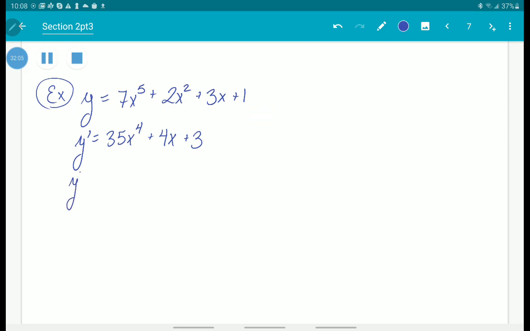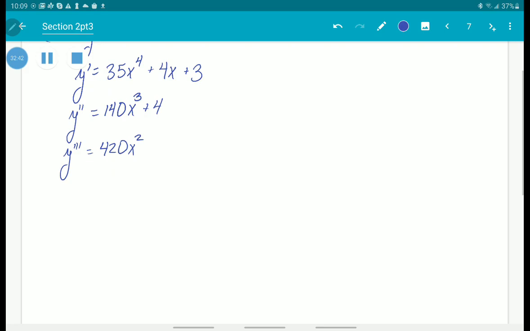So if I wanted to take a second derivative, taking the derivative of the previous answer, so we're going to have 35 times 4, which is 140. So we brought that exponent down. Now we're going to subtract 1 from the exponent. The derivative of 4x is 4. And the derivative of that constant 3 is 0. If I wanted a third derivative, I would bring that exponent down. So 140 times 3 would be 420 x squared. The derivative of 4 is 0. And I could keep going.